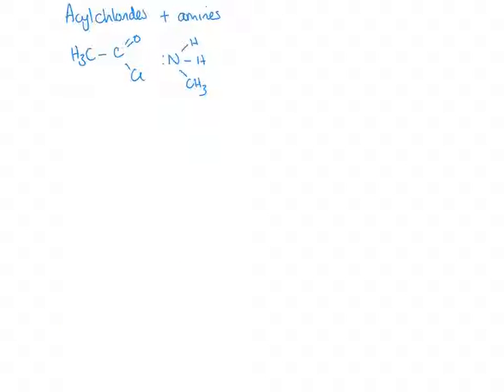Acyl chlorides and amines. Now the amine is going to react in exactly the same way as ammonia. The only difference is that one of the hydrogens has been substituted for a carbon chain. Other than that, it's going to be exactly the same. So that lone pair are going to be attracted to the partially positive carbon. The electrons are going to move off onto oxygen.